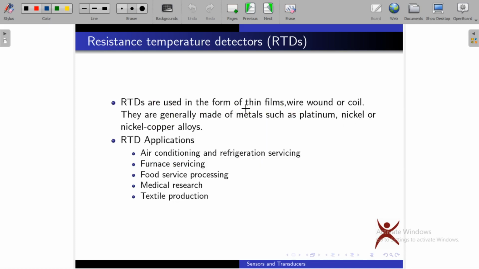RTDs are used in the form of thin films, wire wound or coil. They are generally made of metals such as platinum, nickel or nickel copper alloys. Coming to the applications of RTD: air conditioning and refrigeration servicing, furnace servicing, food service processing, medical research, textile production.